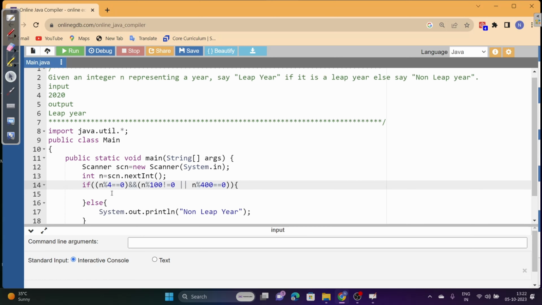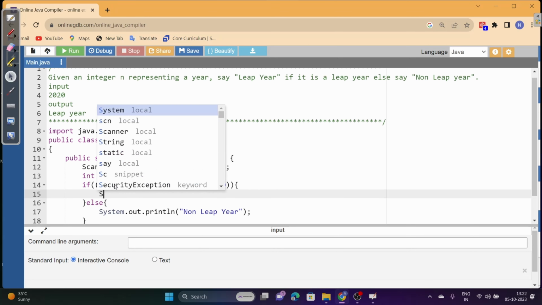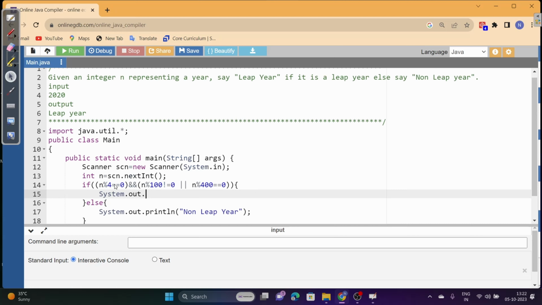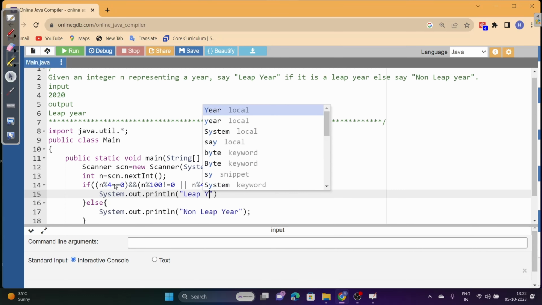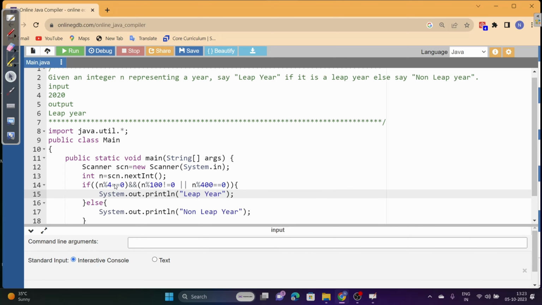See, let's take a year. It should follow at least 2 conditions. One is that it comes once in 4 years. At the same time, it should not be divisible by 100. It should not be a century year. Then it is a leap year. Otherwise, it will be divisible by 4, and otherwise, it should be a 4th century. So I can say it is a leap year. This is the condition. So I can directly say System.out.println leap year. So let's run the code.